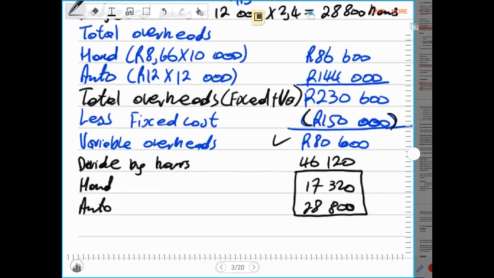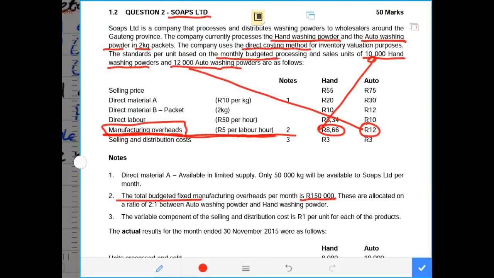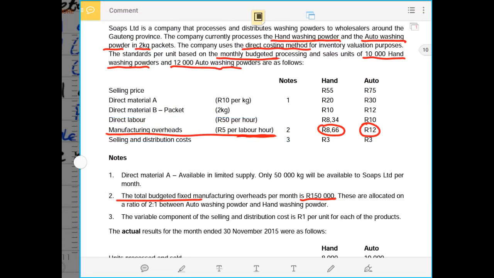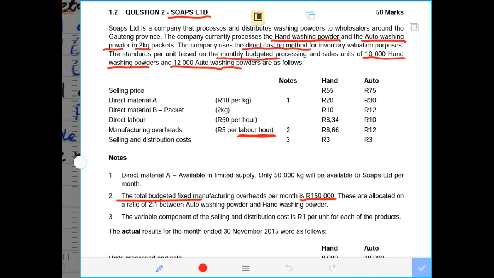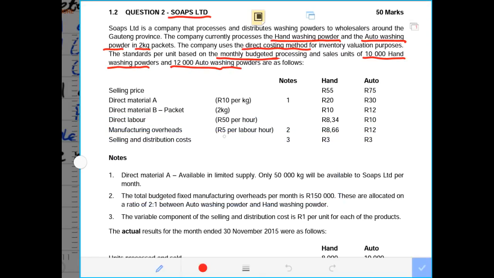So we need to say, okay, our variable overheads are absorbed using what base? And we know that our variable overheads are absorbed using labor hours. Why am I saying it's based on labor hours? Is because the rate of overhead is per hour. Look at that. They said 5 Rand per labor hour. So meaning our overheads are based on labor hours.